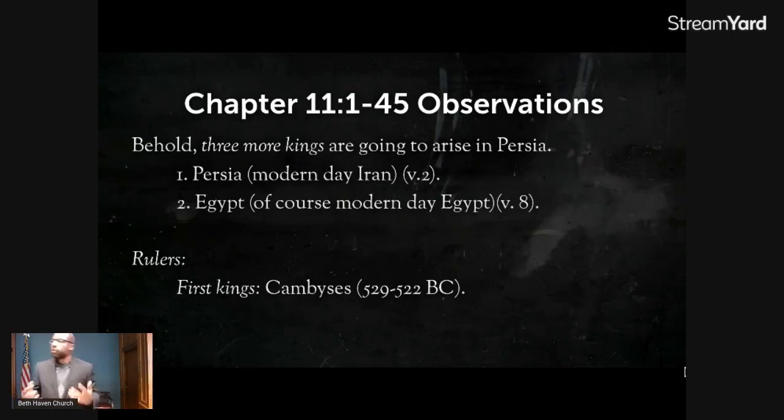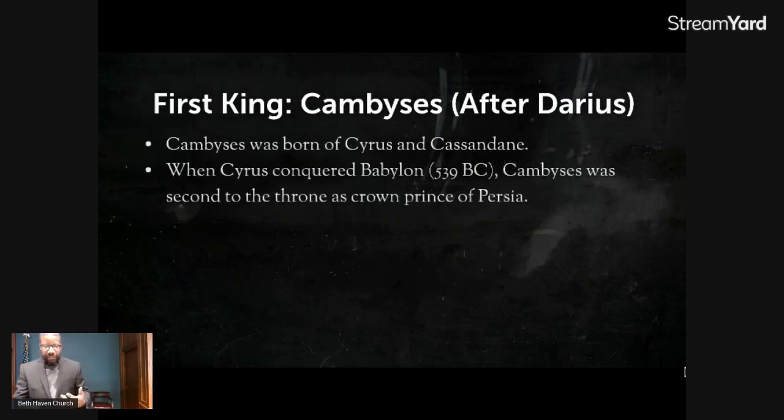The first ruler that was to come out of Iran or Persia was Cambyses. Cambyses lived from 529 to 522. As a matter of fact, what's fascinating about this is this Cambyses was born of Cyrus, again being mentioned also in Daniel. Cassandane was his wife, so Cambyses was born of Cyrus and her. So when Cyrus conquered Babylon, Cambyses was second to the throne, obviously, as sons go. We have some nepotism going on here.